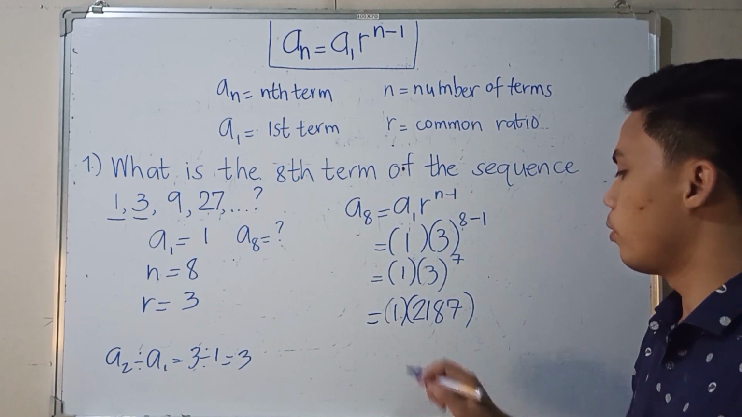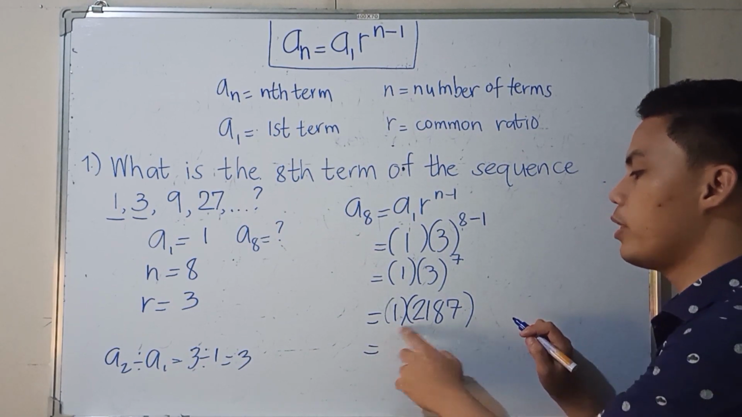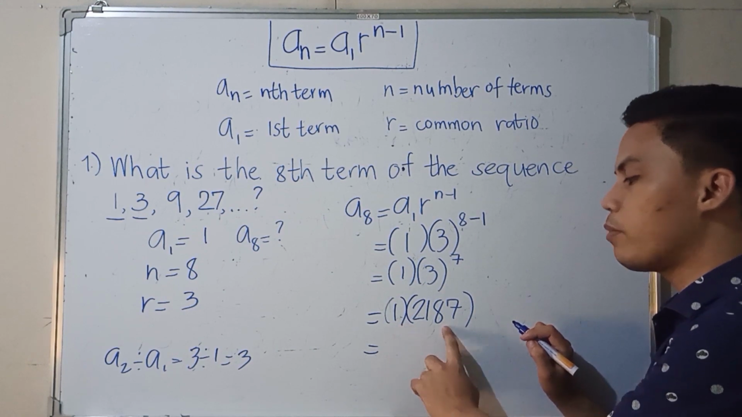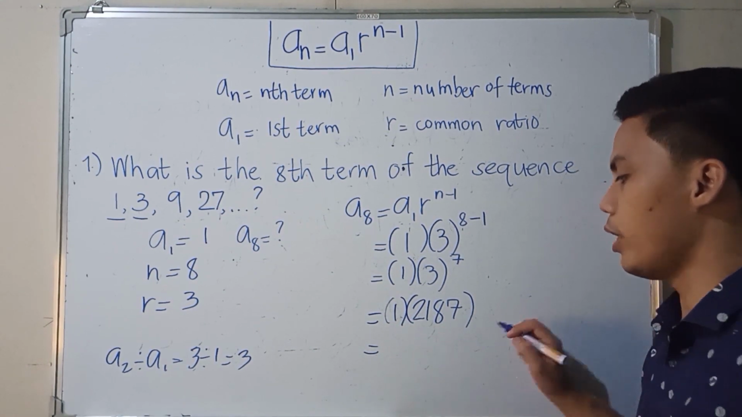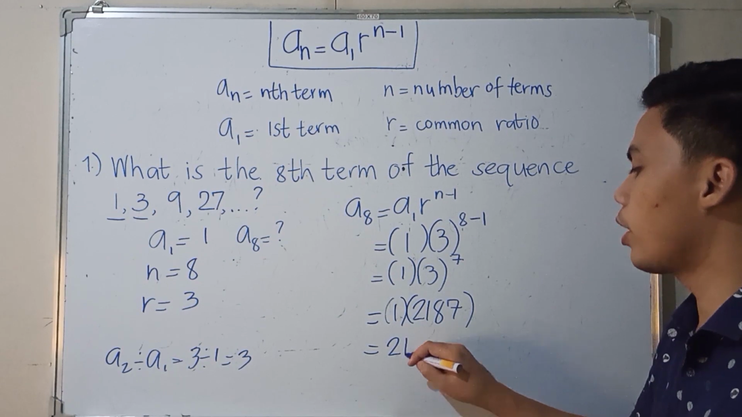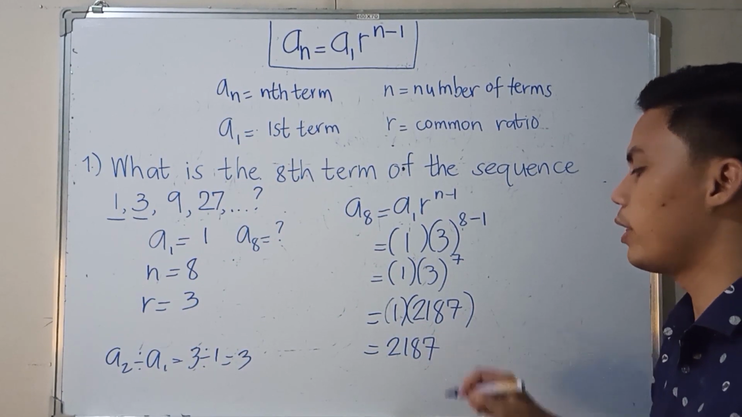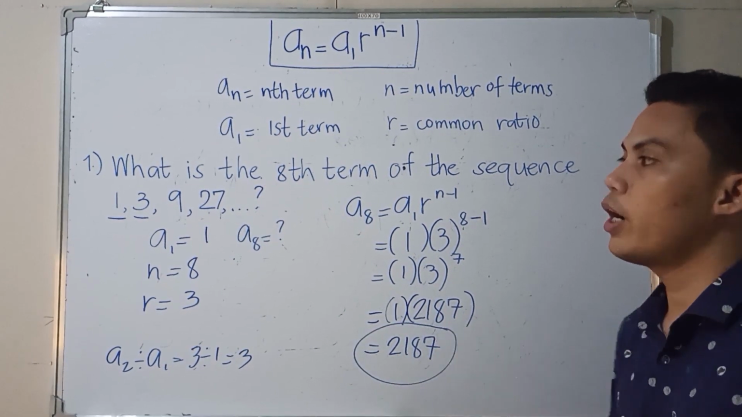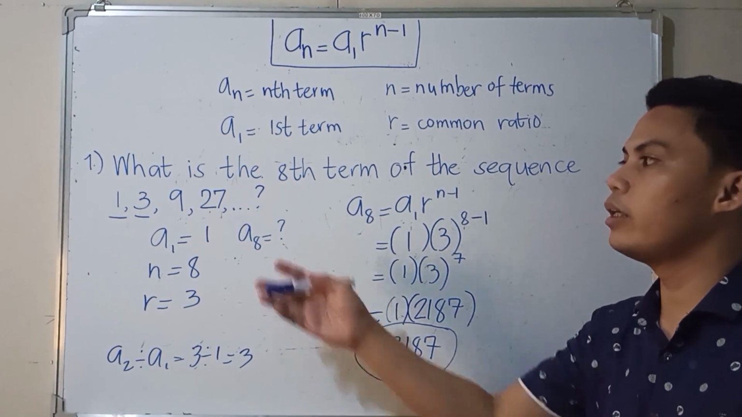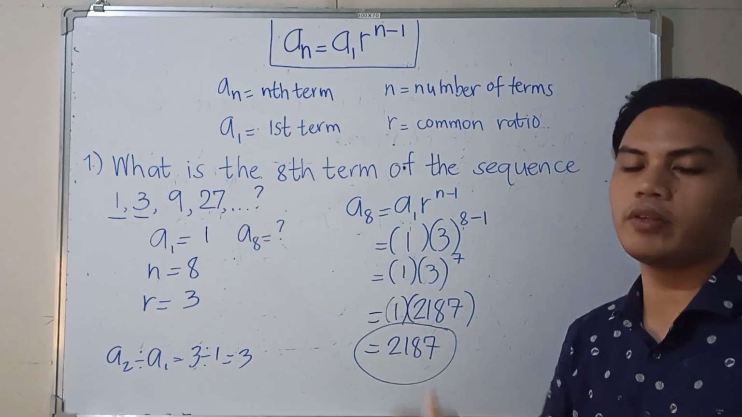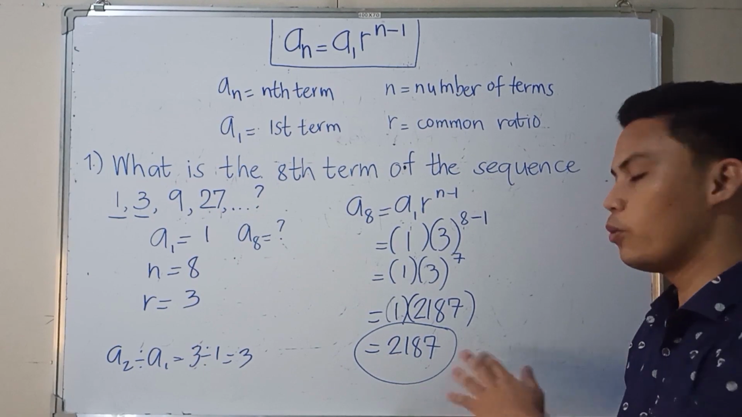Okay. So, after that, we're going to multiply this. 1 times 2,187 is equal to 2,187. Therefore, ang 8th term ng ating given geometric sequence is equal to 2,187.